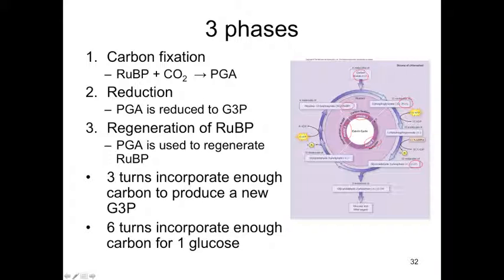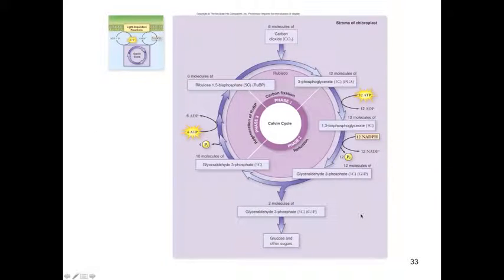So essentially, this cycle needs to go round 6 times in order to incorporate enough carbon to create one 6-carbon glucose. However, the first product from it is glyceraldehyde 3-phosphate, or G3P. Each of these are 3-carbon molecules, so it takes 2 3-carbon molecules to come together to form one glucose. So let's review that on a larger scale.